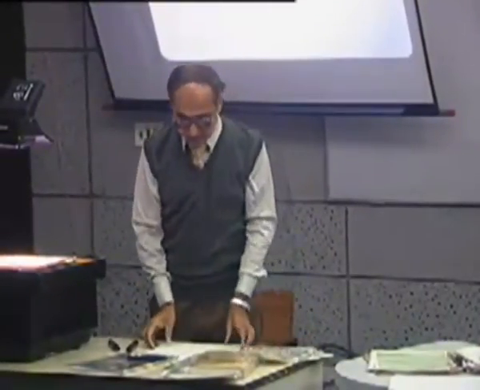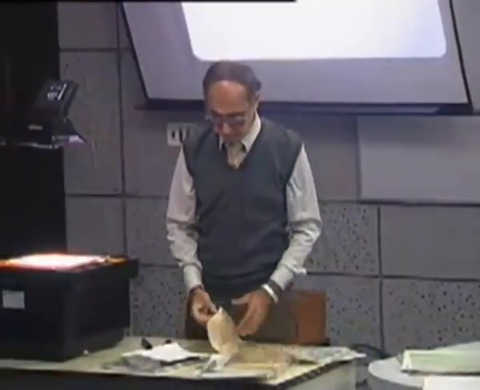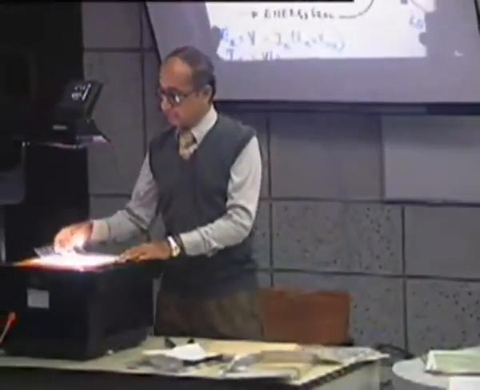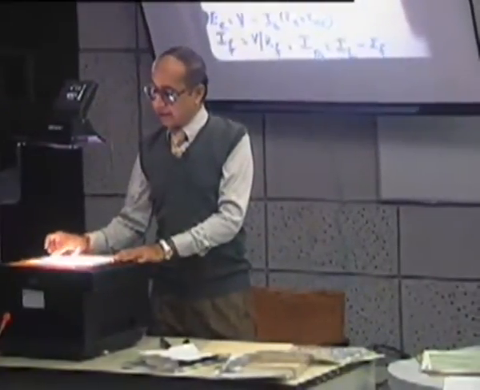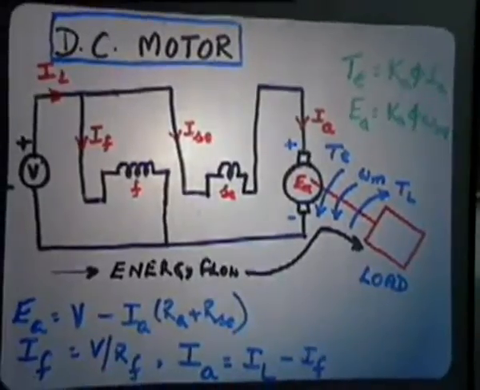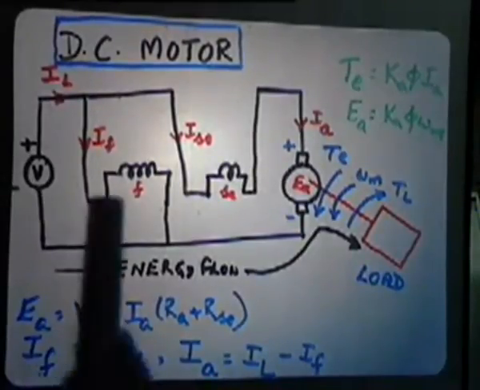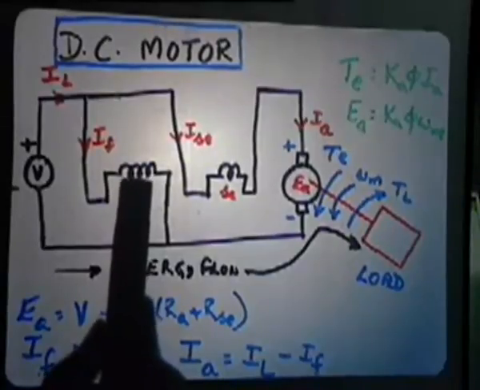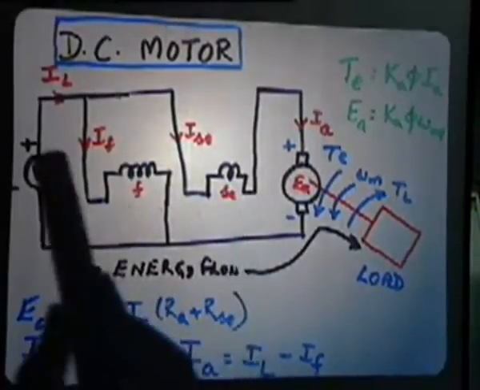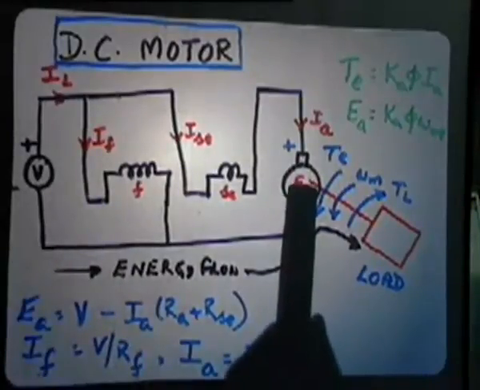Now let us look at the characteristics of DC motors. And these are the connections of a DC motor. We have included all the shunt and series windings here. This is the main field winding. This is the series winding. This is the DC supply voltage, and this is the armature connection.